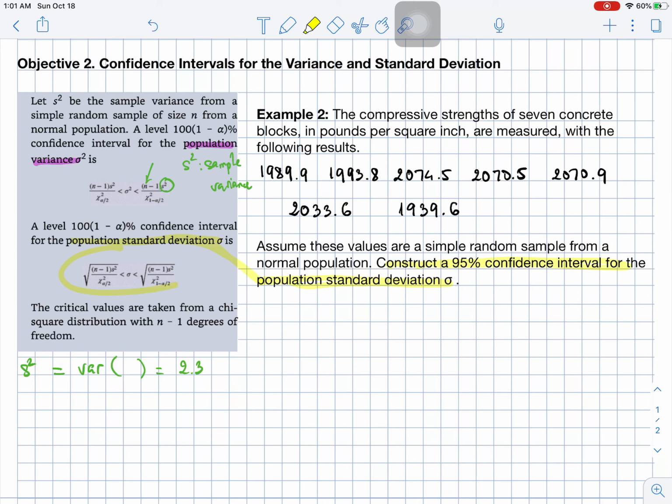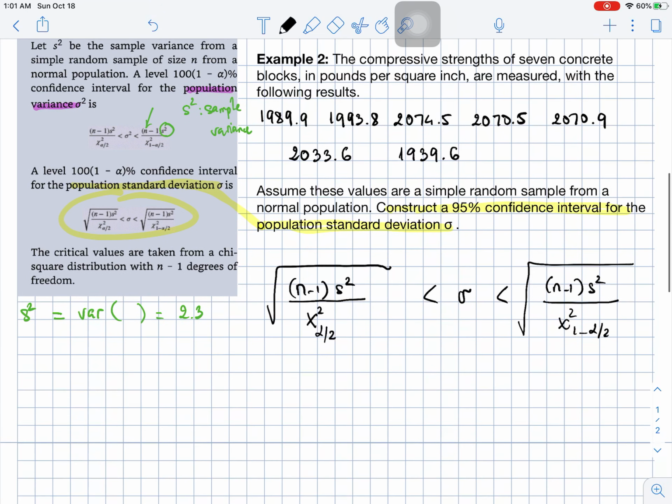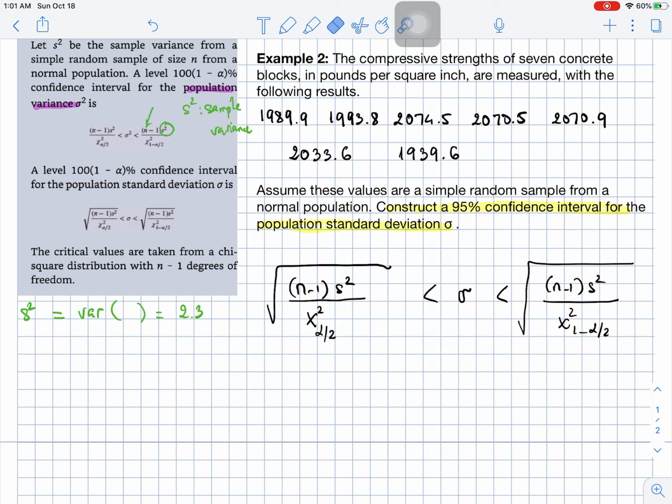Now we read the problem in example number 2. I begin by reading the question first. We want to construct a 95% confidence interval for population standard deviation. For population standard deviation, sigma, we will use the second formula. We write down the second formula: square root of n minus 1 times s squared divided by chi-square of alpha divided by 2. I will explain to you later.